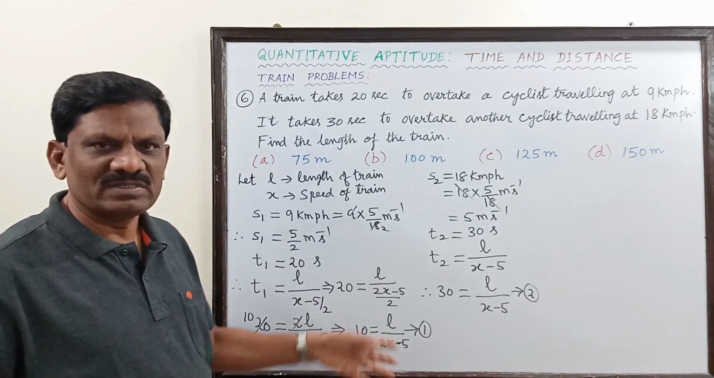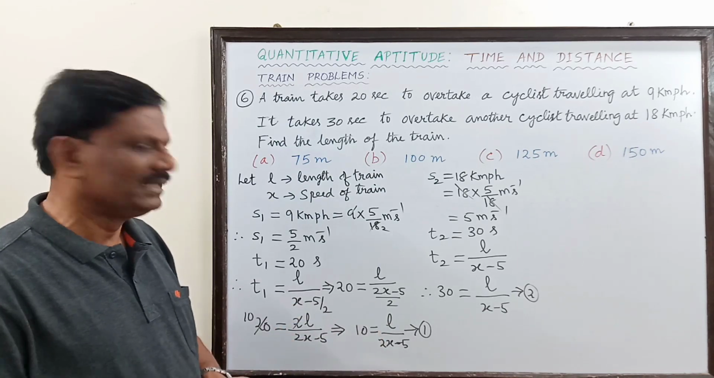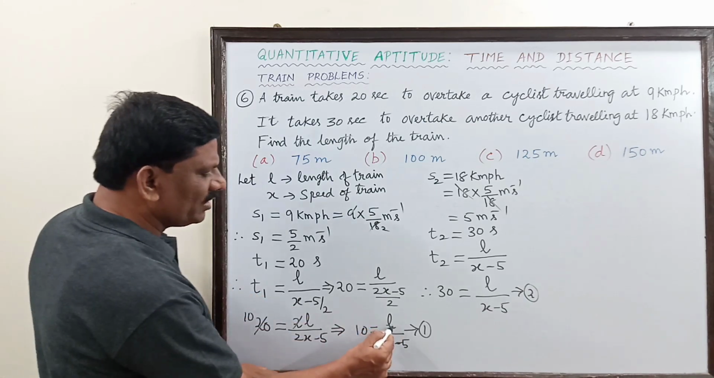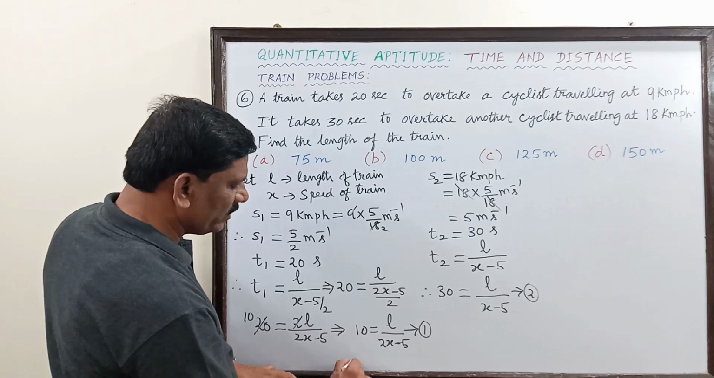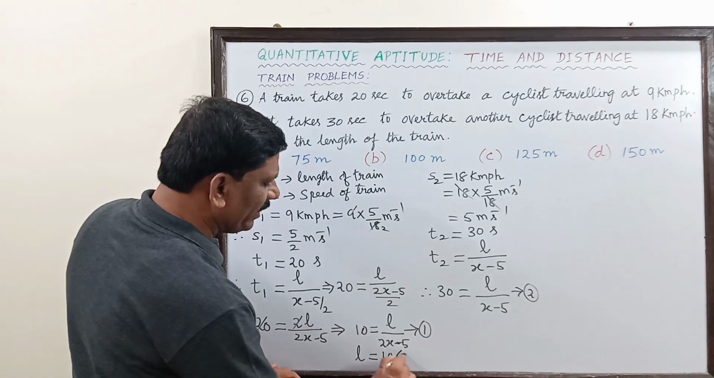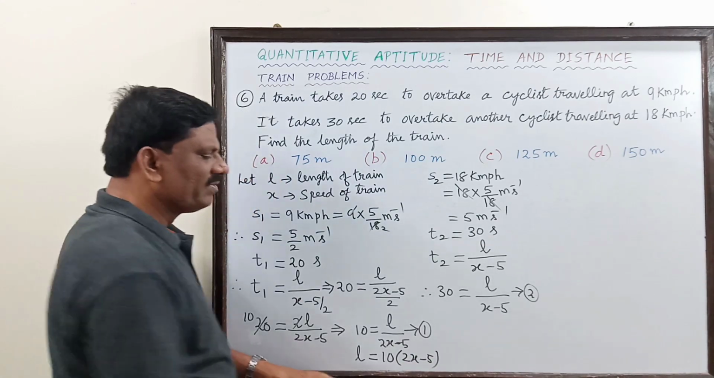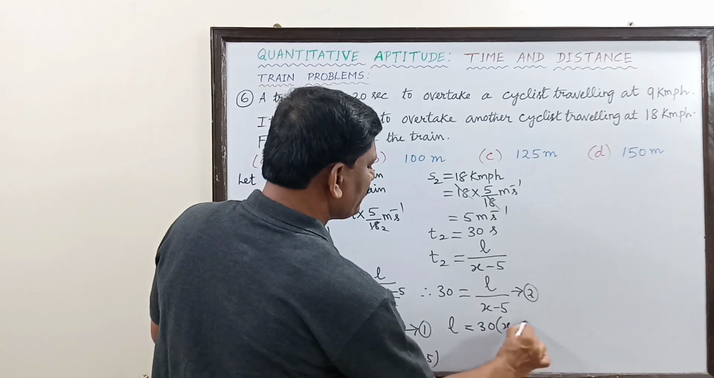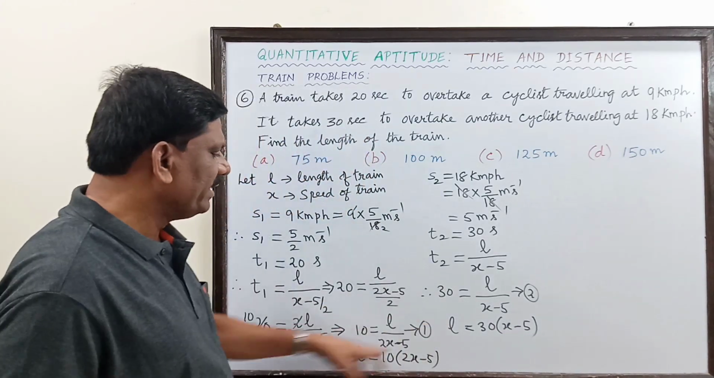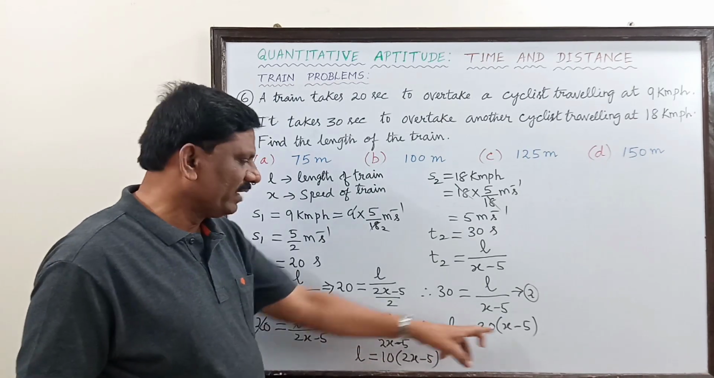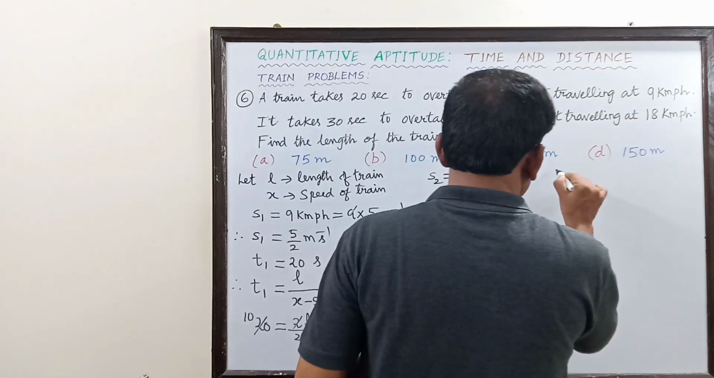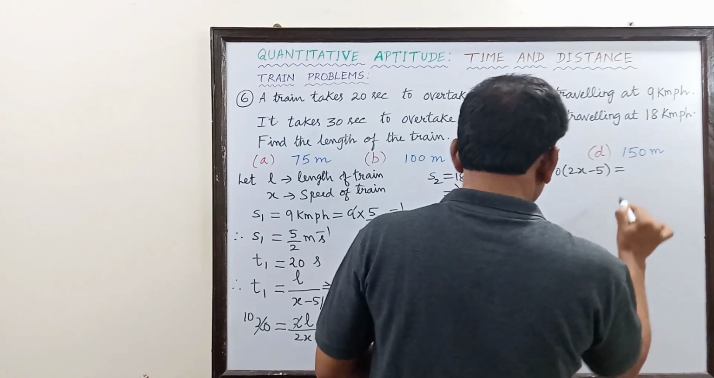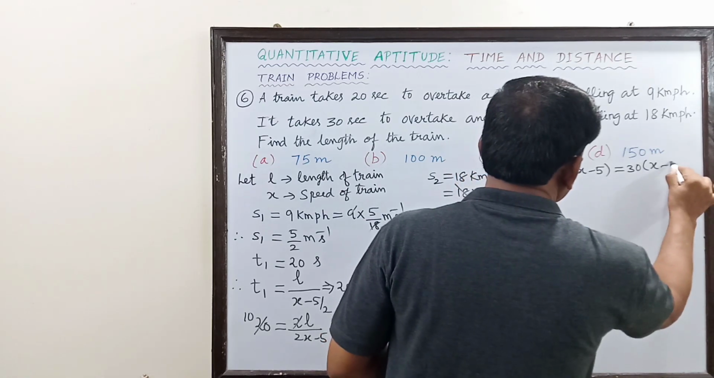Afterwards we have to solve for the length of the train. From the first equation I can write L is equal to 10 multiplied by 2x minus 5. Then from the second equation L is equal to 30 multiplied by x minus 5. Now both left hand sides are equal, therefore I can equate the right hand sides. So 10 into 2x minus 5 is equal to 30 into x minus 5.